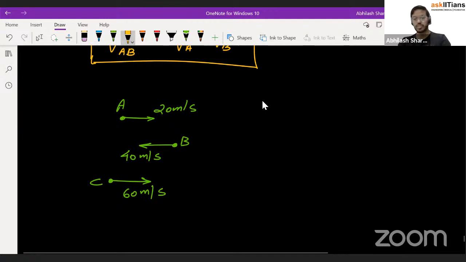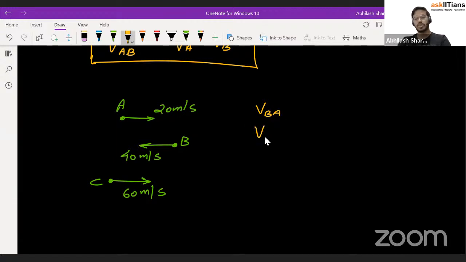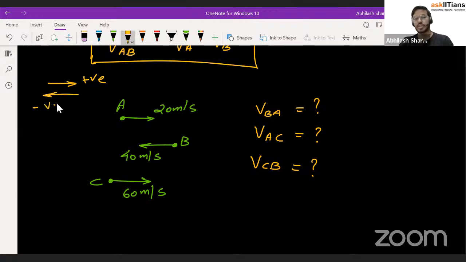So you have to give me 3 relative velocities. Velocity of B with respect to A, velocity of A with respect to C, and velocity of C with respect to B. These 3 relative velocities you have to give me. And just so that we all have a uniform answer, I will give you that right direction is positive and left direction is negative. So all of you can try this. Please also give which part you're talking about. That is also important.